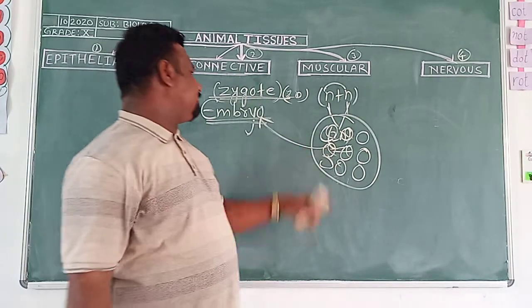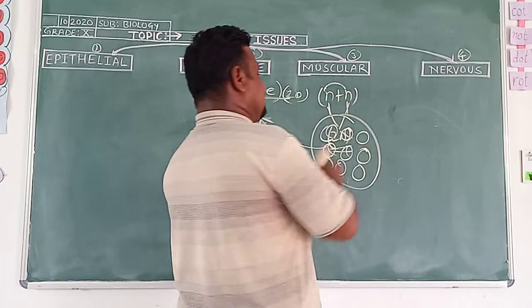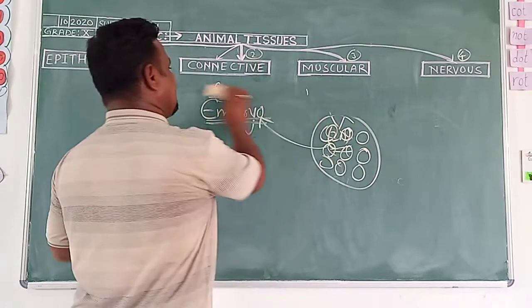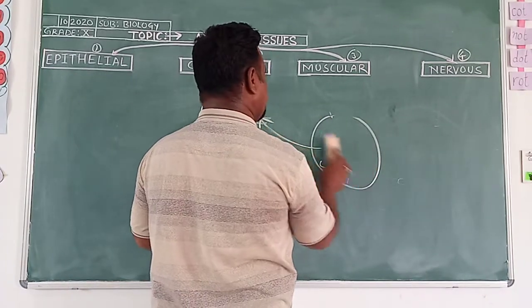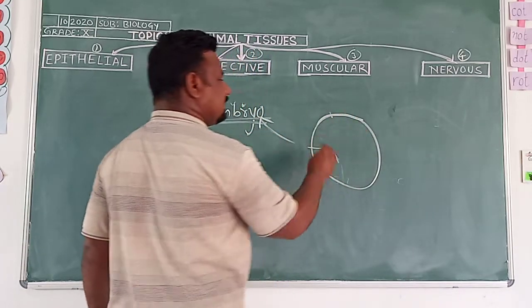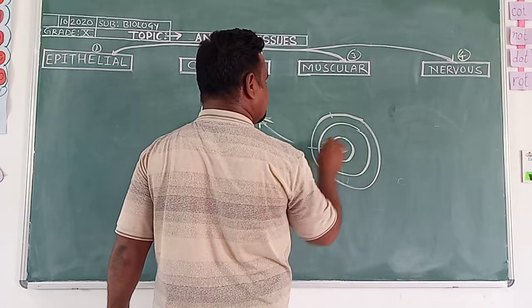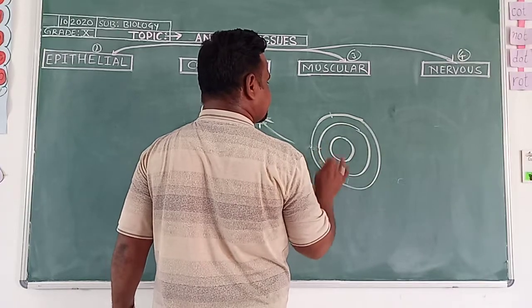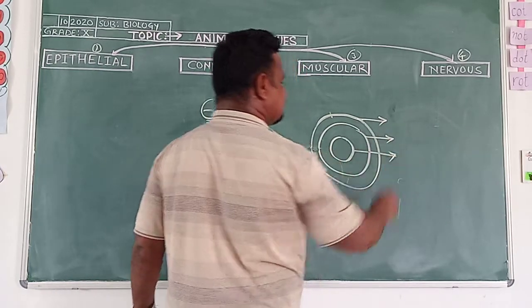So in this way, the embryo is formed, and that embryo further has 3 layers. The embryo will have how many layers? 3 layers. There will be 3 layers in the embryo. How many layers? The embryo is composed of 3 layers. Like this. How many layers are you able to see here? 3 layers.